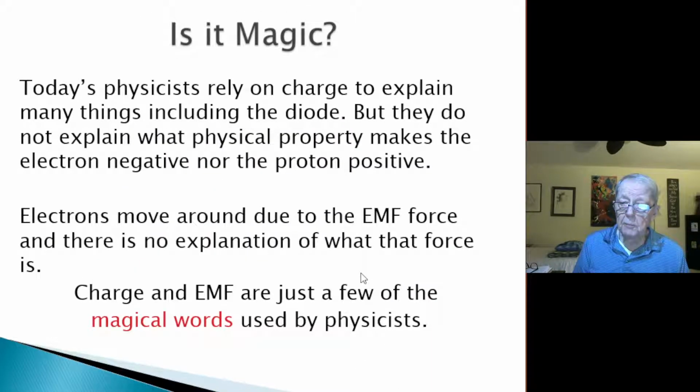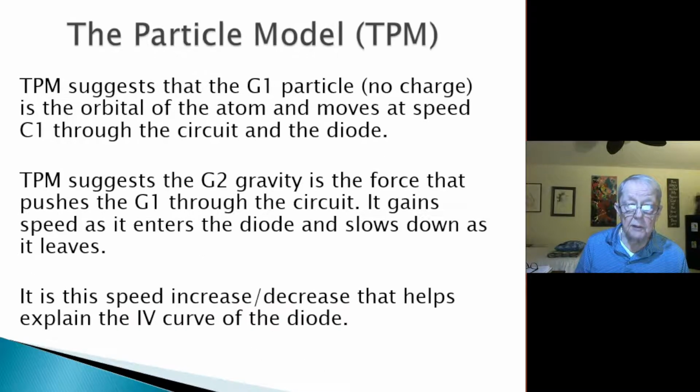So is all this magic? Today's physicists rely on charge to explain many things, including the diode, but they do not explain what physical property makes the electron negative, nor the proton positive. Electrons move around due to the EMF force, and there is no explanation of what the EMF force is. EMF says it's a force that moves electrons. Tells you what it does, not what it is. These are magical words to me. Charge, EMF are magical words by physicists.